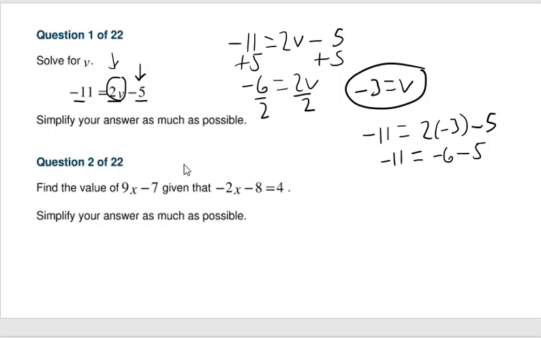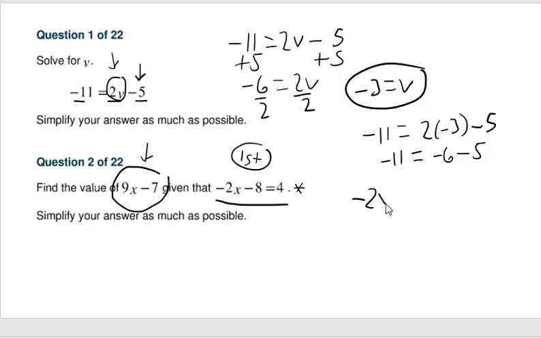Okay, so on question number 2, it says find the value of 9 times x minus 7, given that negative 2x subtract 8 equals 4. So the first thing that you need to do is solve this equation right here. Okay, you need to solve this equation. And then once you know the value of x, you can then find the value of this expression.